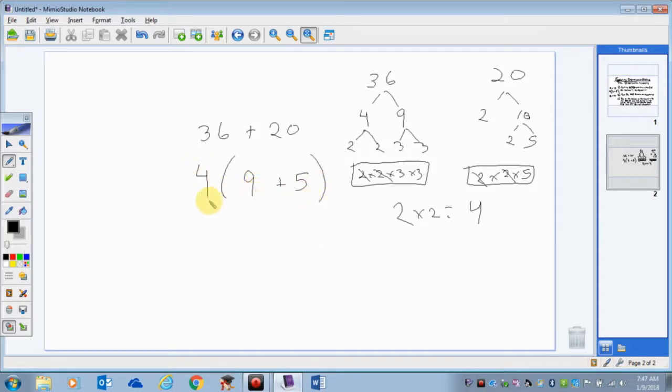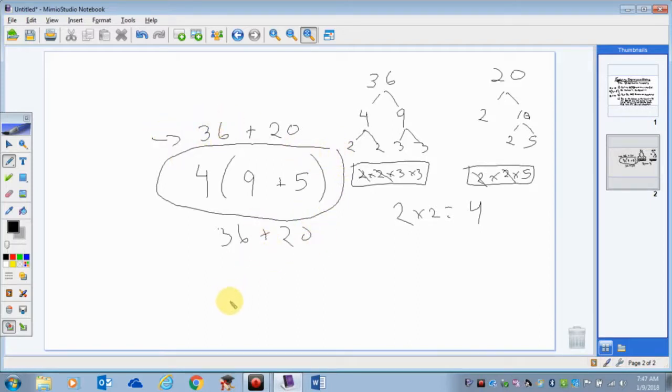So 4 times 9, we can check our work. 4 times 9 is 36. Bring our addition symbol down. 4 times 5 is 20. That was just me checking the work. This is going to be your actual answer for factoring this problem.